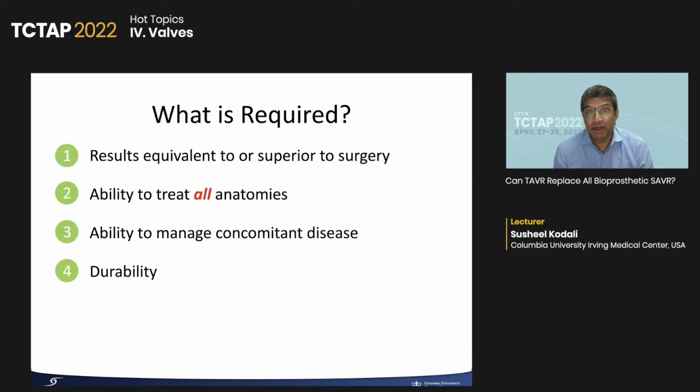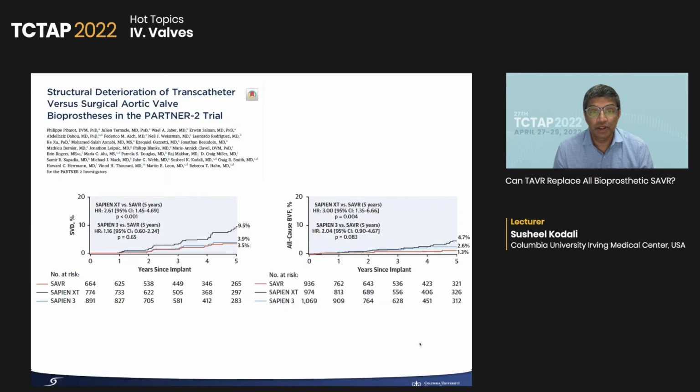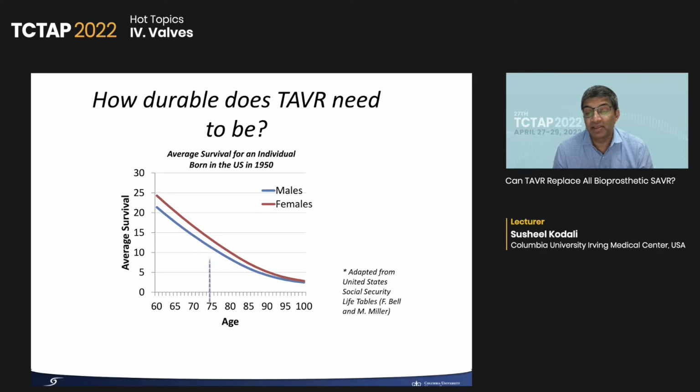And finally, the question of durability. We're getting longer term data. This is from Lars and his group looking at 8-year outcomes showing comparable results. Again, the numbers get small out there, but that's encouraging. This is from PARTNER 2, looking at structural valve deterioration, led by Philippe Ribeiro. And we see that SAPIEN XT had higher failure rates, but with SAPIEN 3, it was pretty comparable to surgical valves in terms of all-cause bioprosthetic valve failure, and especially structural valve disease. So encouraging. But the reality is, how durable does a TAVR need to be?